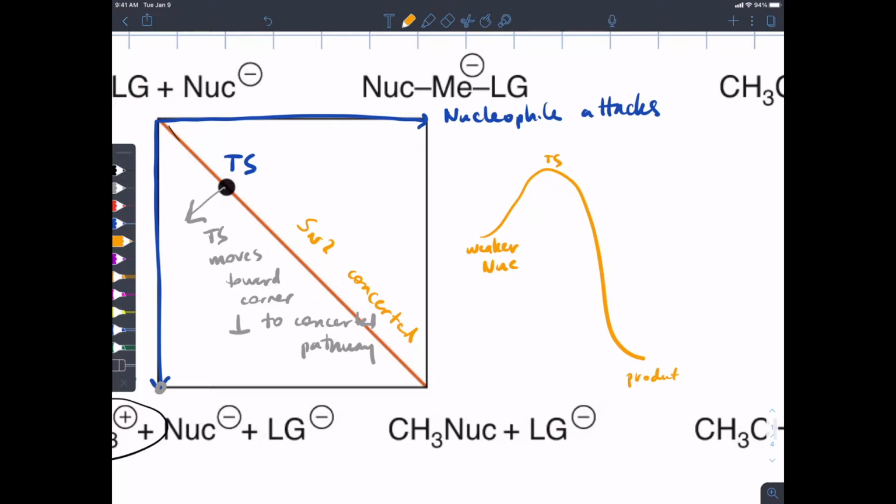If I use a stronger nucleophile, what that means is that my starting materials have been destabilized, they're higher in energy, and what this actually does, based on the Hammond postulate, is it moves as the starting material increases in energy, the transition state becomes more starting material-like.